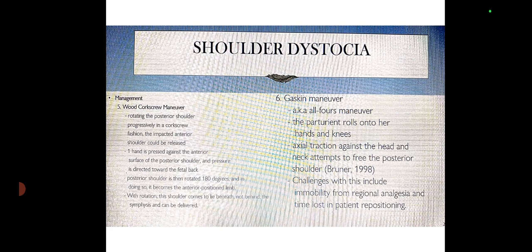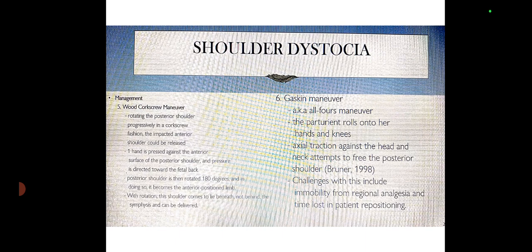Fifth one is Woods corkscrew maneuver. By rotating the posterior shoulder progressively in the corkscrew fashion, the impacted anterior shoulder would be released. One hand is pressed against the anterior surface of the posterior shoulder and the pressure is directed toward the fetal back. The posterior shoulder is then rotated 180 degrees and in doing so, it becomes the anterior shoulder. With rotation, this shoulder comes to lie beneath and not behind the symphysis and can then be delivered.